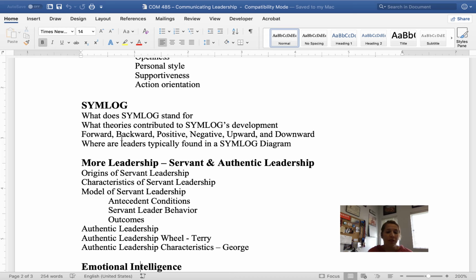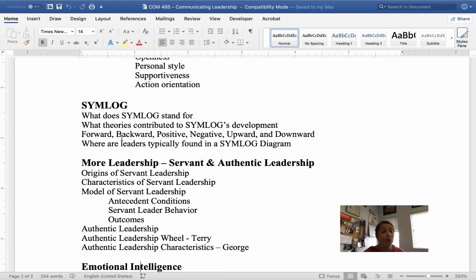We had a more leadership lecture. This looks short, but there is a ton of information in here. So don't be deceived by the shortness of the study guide. Do know the origins of servant leadership. Where does it come from? There are the characteristics of servant leadership. I want to say off the top of my head, there's 11 of them right now. You know those characteristics. And you really need to know that model, the antecedent conditions.